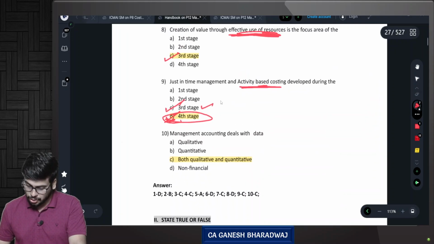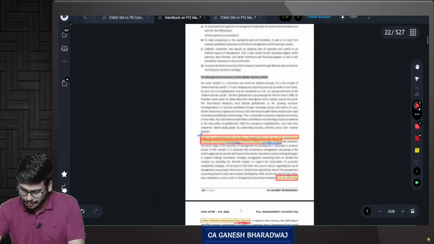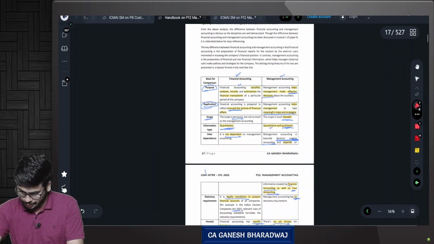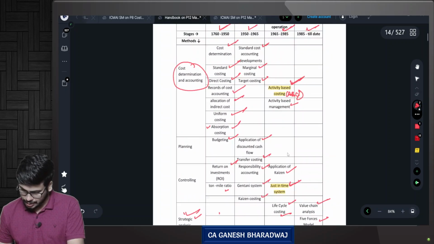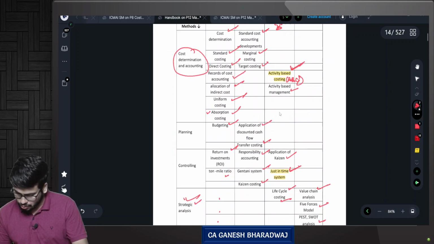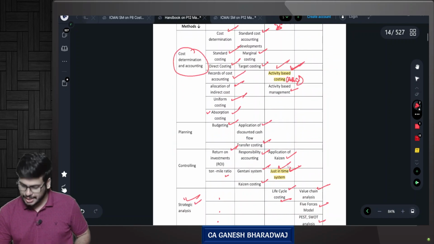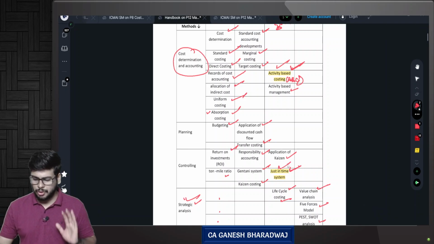In the third stage only, just in time and ABC developed. Anyways, I've given the answers here. I will show you here. So it is mentioned, look at this. In the third stage only, during the third stage only, activity based costing and just in time came in. Correct or not? So using the tabular column, you can just answer it.